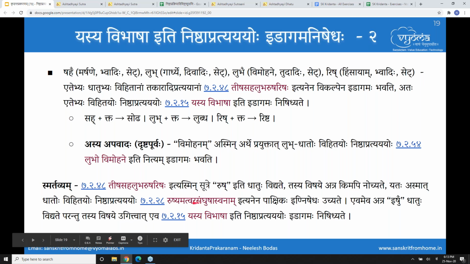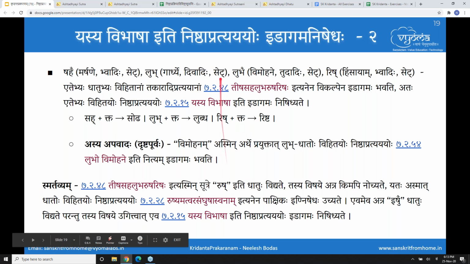Rusha Dhatu Vishe, Rusha Matvara Sanghusha Swanamittyanena Purvam Drishtamasti. So you keep these specific cases aside. Specific cases that have already been discussed, we keep them aside. All other cases, we can take them over here. So, Saha asti, Lubha asti, Risha asti, etesham vishayatra idagama nishidyate.